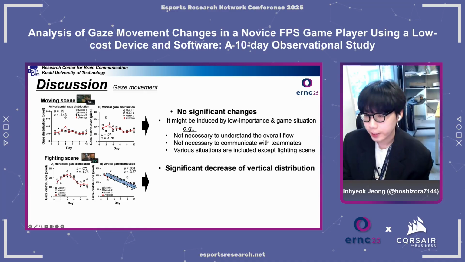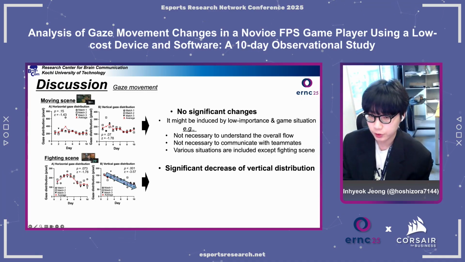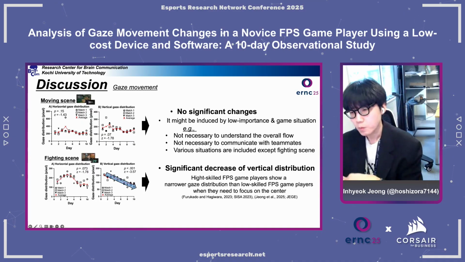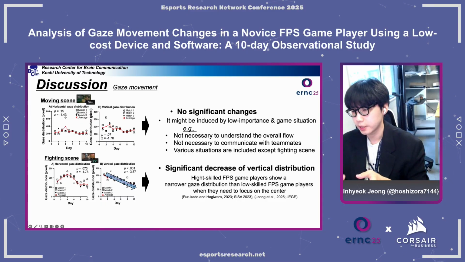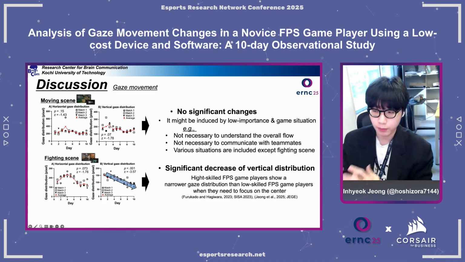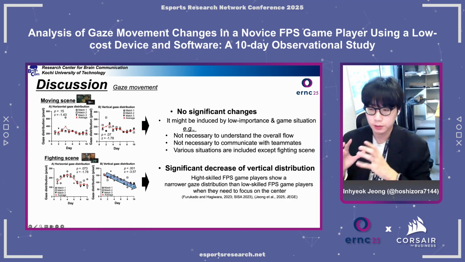And in fighting scenes, a significant decrease of vertical distribution was detected throughout the 10 days of practice. In a previous study, high-skill FPS game players showed a narrower gaze distribution than low-skilled FPS game players when they need to focus on the center part of the monitor. And deathmatch needs focusing on the center of the monitor.